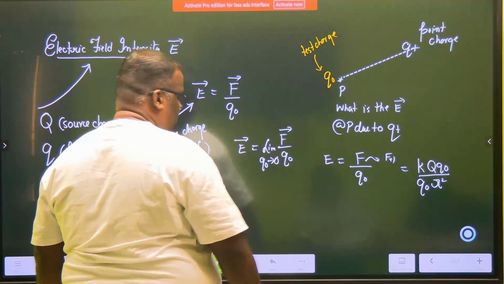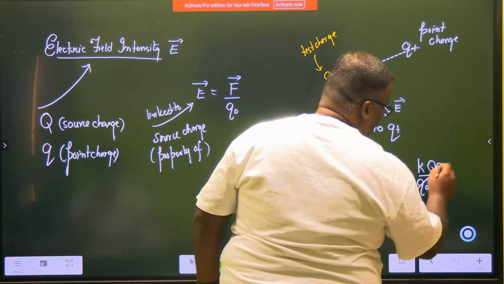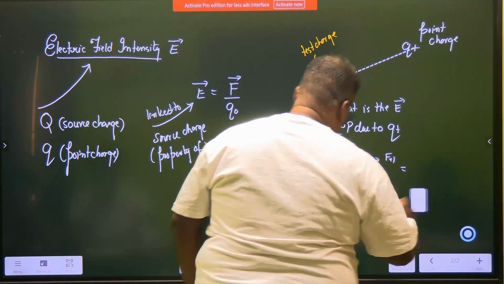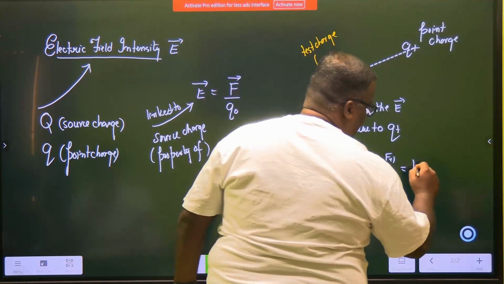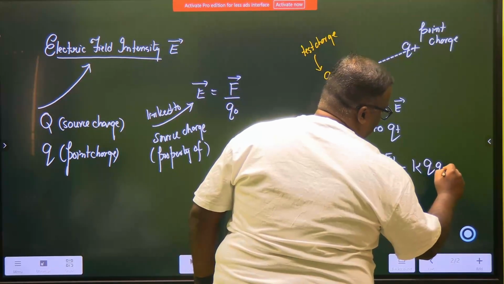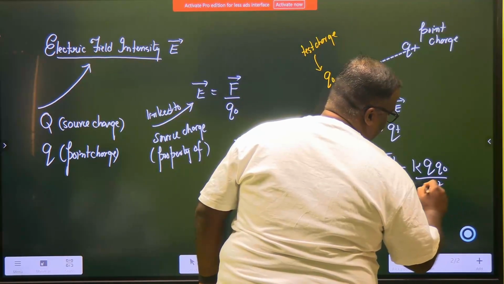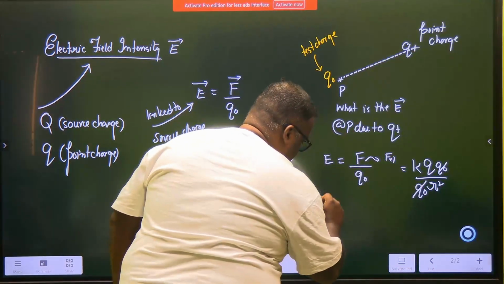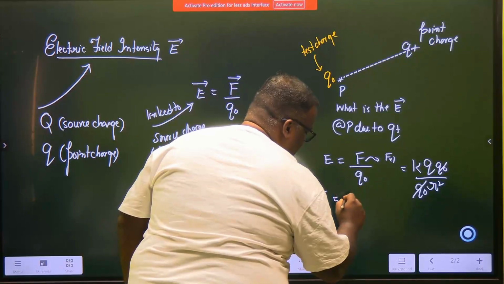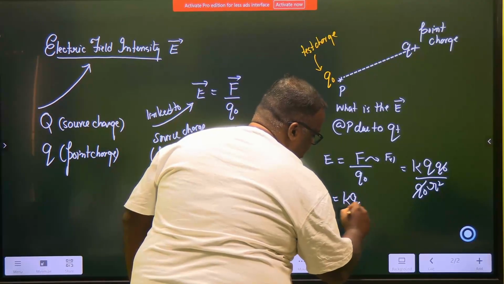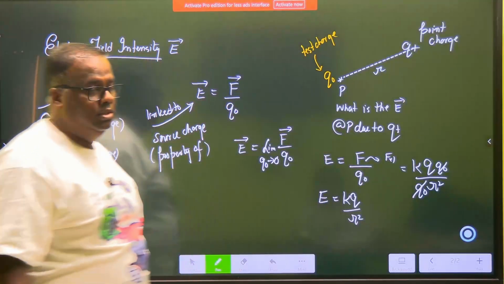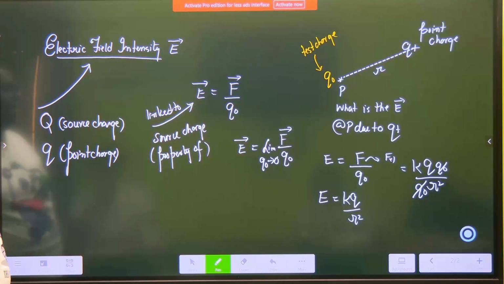First we're trying to do it in vector form. So this Q naught will go away. Sorry, I made some mistake, children. Since I've written as K, so it should be K Q naught upon R square, and you have another Q naught. The Q naught cancels. So the electric field's magnitude is given by KQ by R square, where this is the R. Have we understood this? Okay.